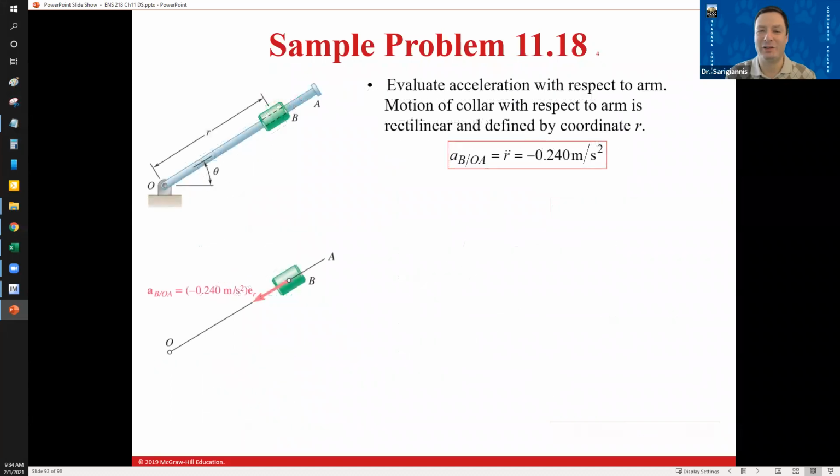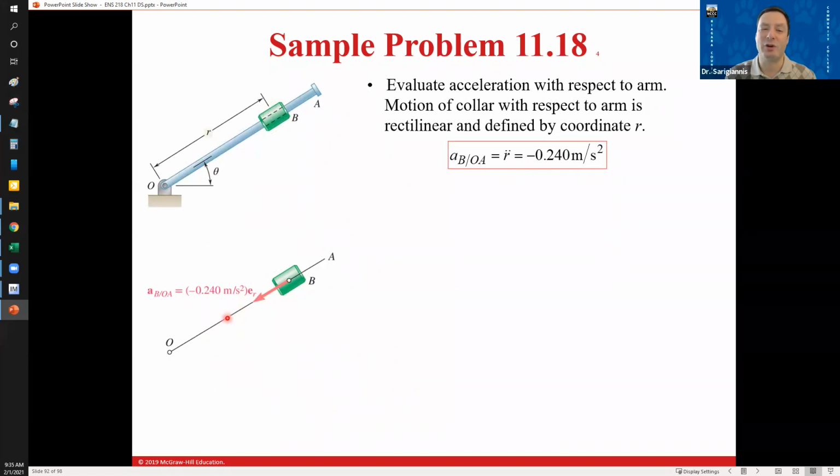I've got to go through these slides and add it in. You basically just find the two components and you subtract them and you get the relative acceleration, right? So as far as this rod is concerned, with respect to the arm, the motion of the collar is accelerating negative 0.24 meters per second squared, right?